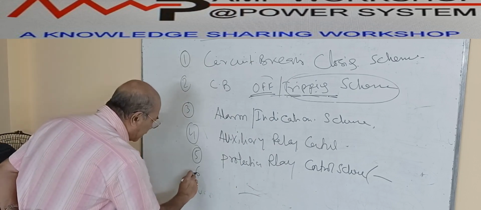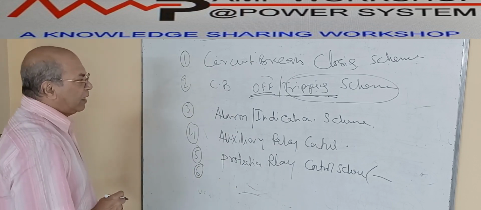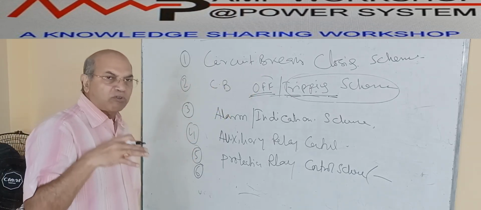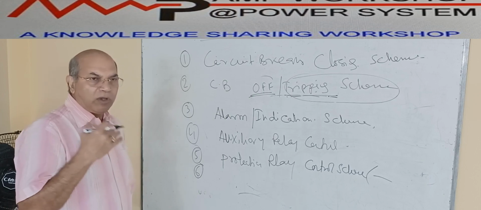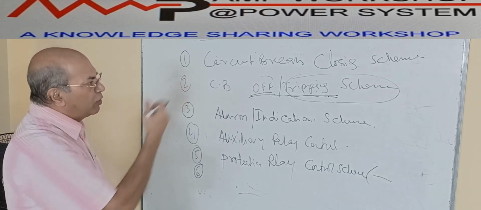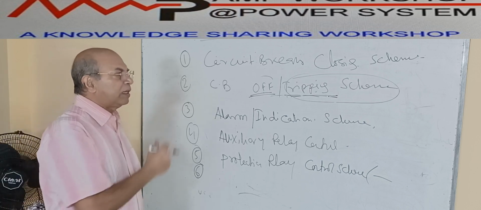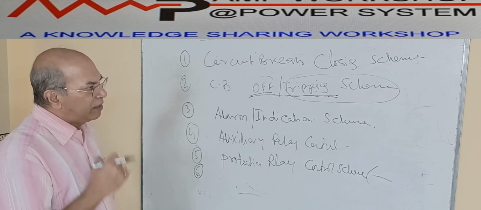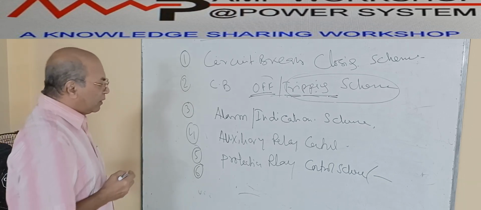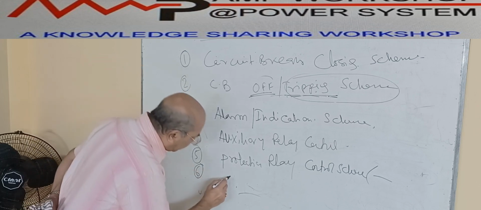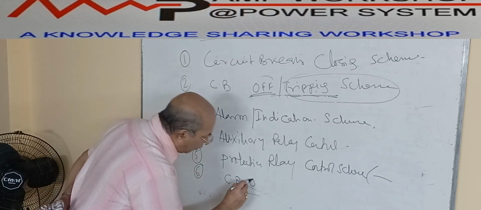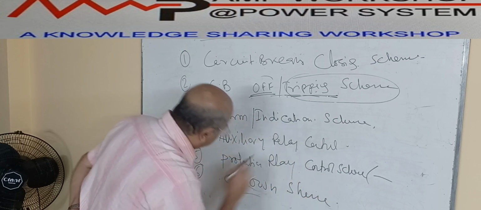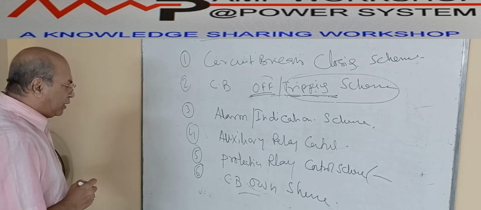Number 6, we have another part. In this circuit breaker and the isolator, the circuit breaker has various auxiliary contacts, it has a motor closing mechanism, it has a control supply. All these things we need to demonstrate in a separate scheme. That is we call circuit breaker own scheme. That is another part of the control schematics of the switchgear.